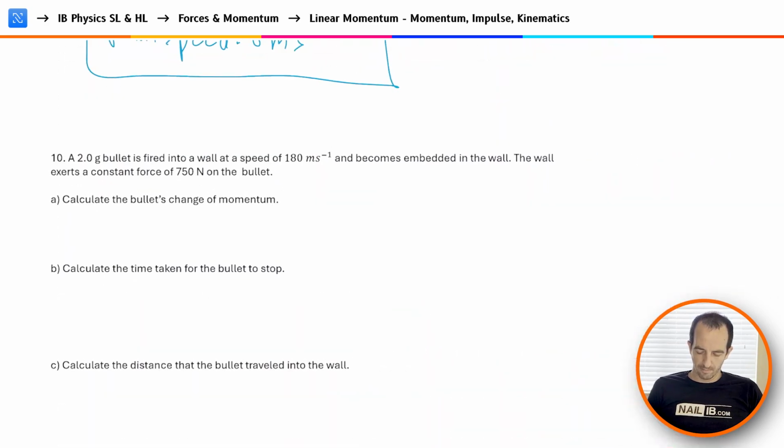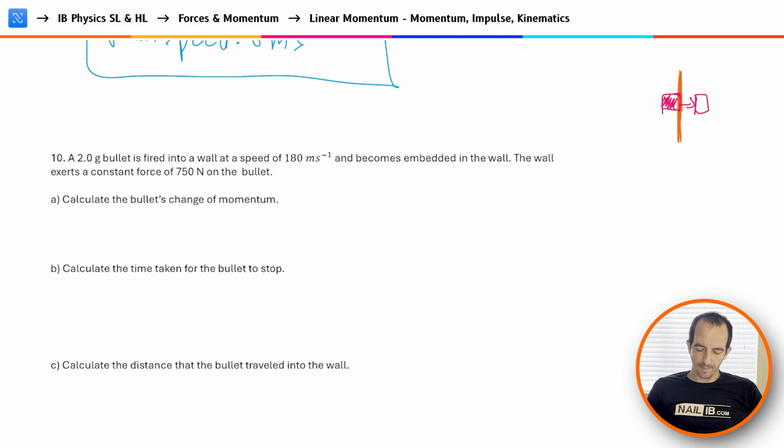So we're given that we have a wall, a bullet is being fired. So we have this 2-gram bullet entering the wall at a speed of 180 meters per second. It'll eventually become embedded in the wall. And the wall itself is exerting a force against the bullet of 750 newtons. Calculate the bullet's change of momentum.